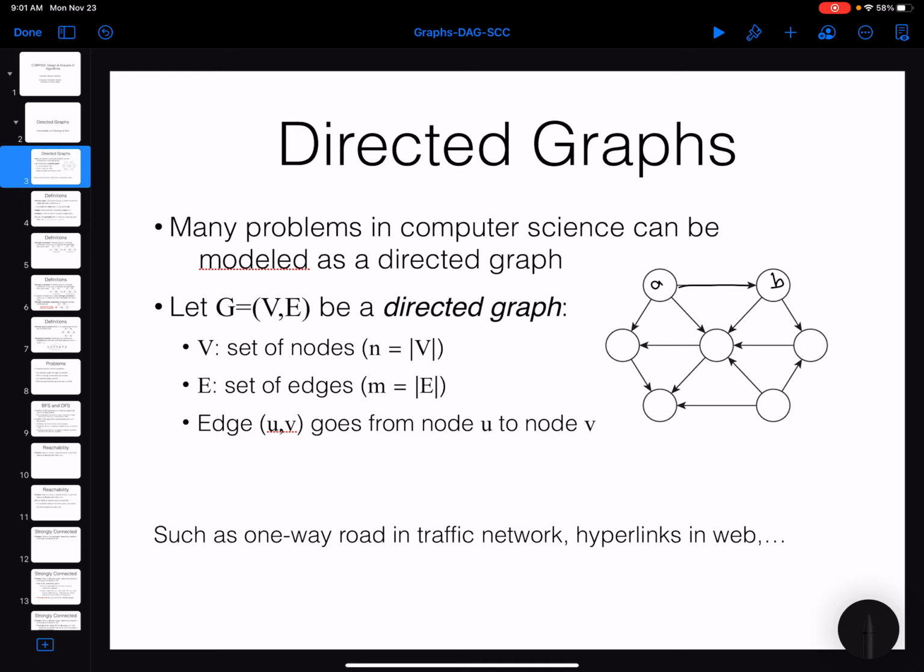So what are the use cases? You can think of any traffic network where the roads are directed, or for example, the World Wide Web, the hyperlinks are directed, right? At some page, you have a link to another page, but it doesn't mean that in the second page you have a link that goes back to the previous web page.